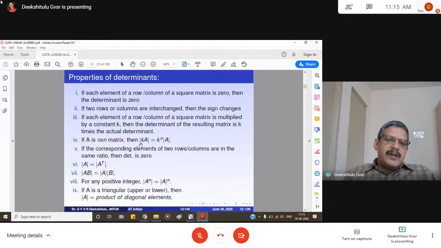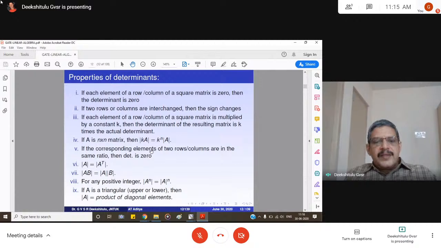If A is an n by n matrix, then the determinant of kA is equal to k power n into the determinant of A. Like that, if you multiply every element of the matrix with a constant k, then this will be k power n into the determinant of A. If the corresponding elements of two rows or columns are in the same ratio, then the determinant is 0. That is, one row or column is a scalar constant times the other row or column. That's what we mean. Then the determinant becomes 0.